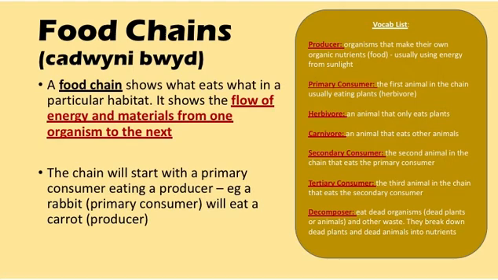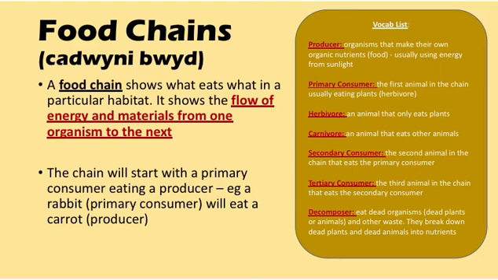Okay, so the main thing we're going to look at today is food chains. So in Welsh that would be cadwyni bwyd. We have a little vocab list on the side here that I'm going to go through first, because this vocab is essential for all of the parts of today's lesson. So we'll just go through them one by one. The first one is producer.